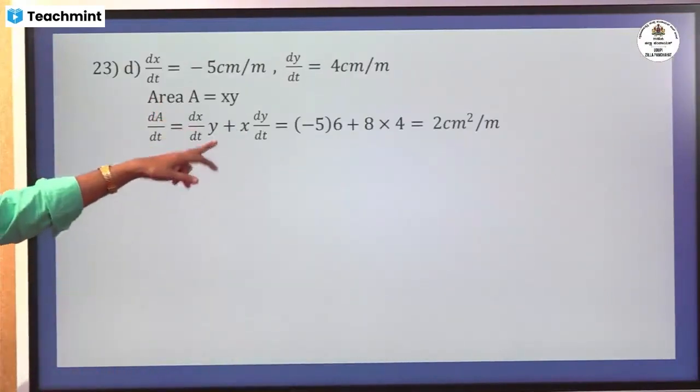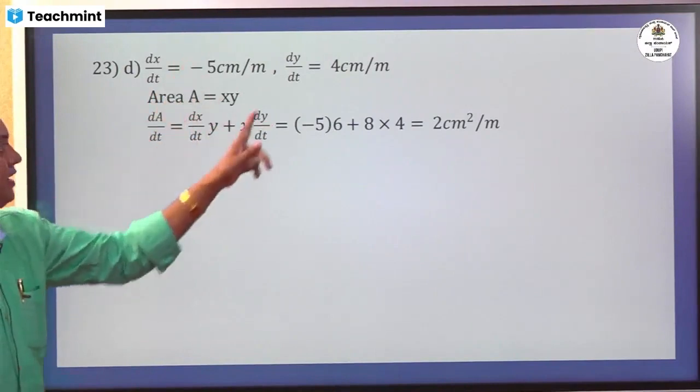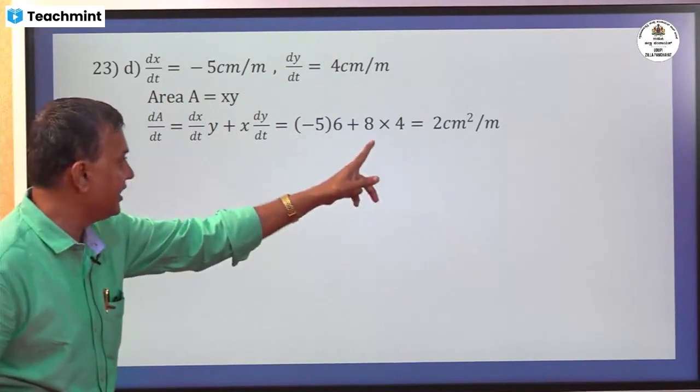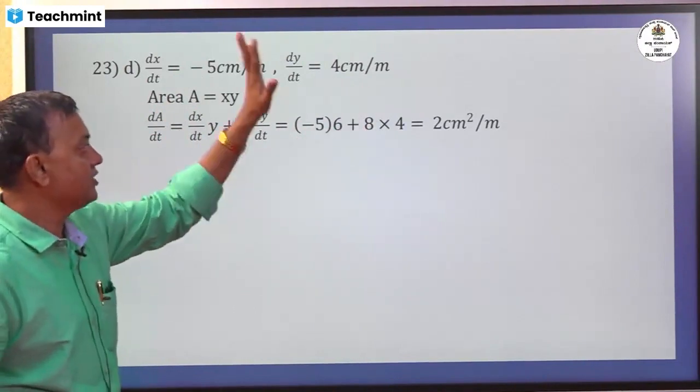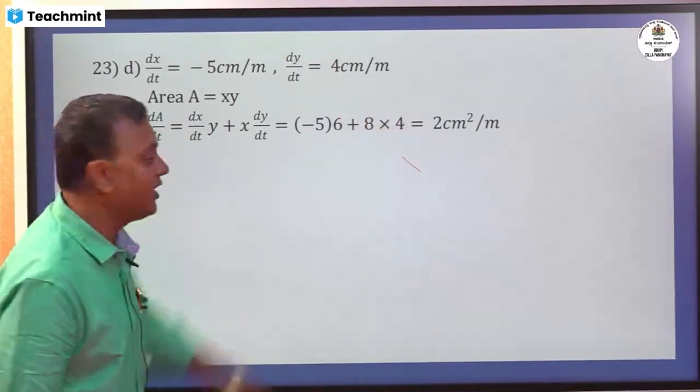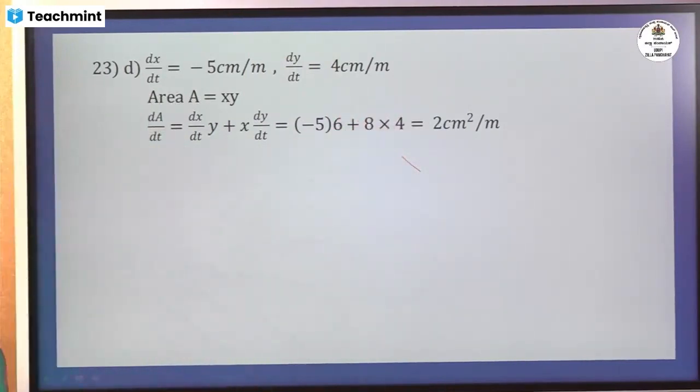So dx by dt is minus 5, y is 6 centimeter, x is 8 centimeter, and dy by dt is 4. The answer is 2 centimeter. So the area is increasing at the rate of 2 centimeter square per minute.